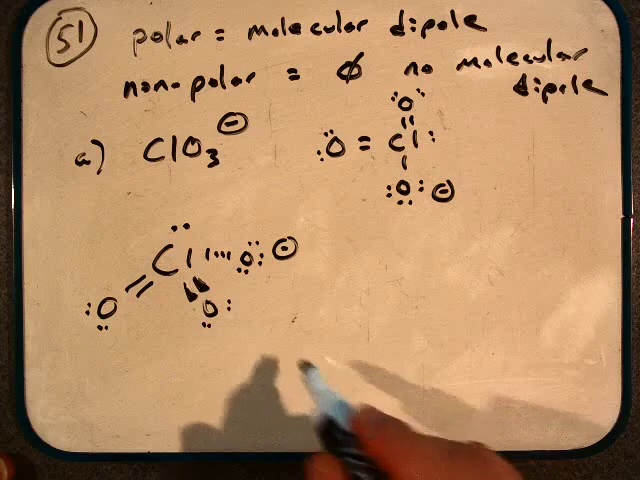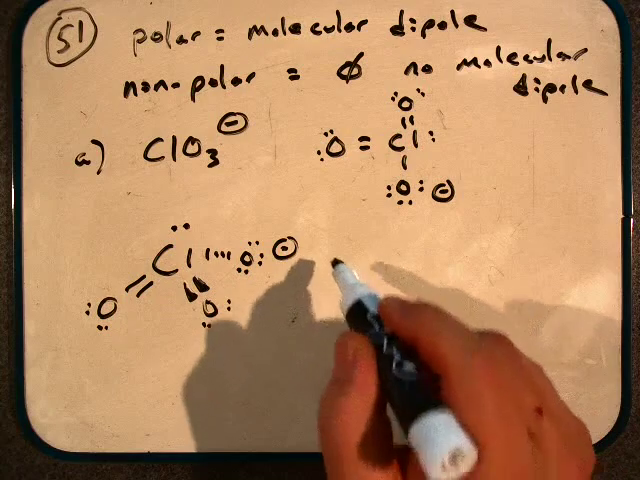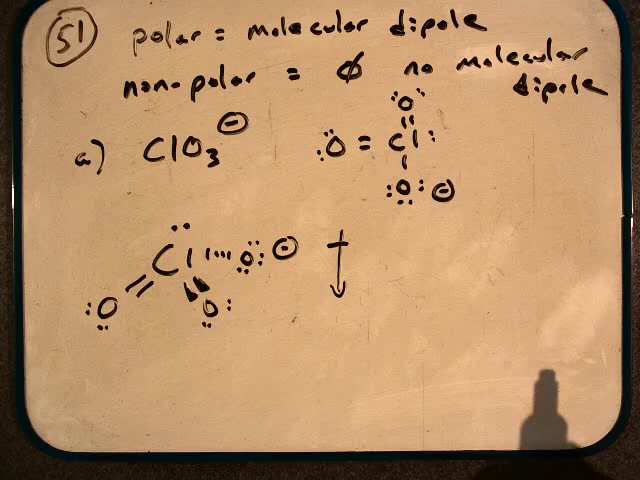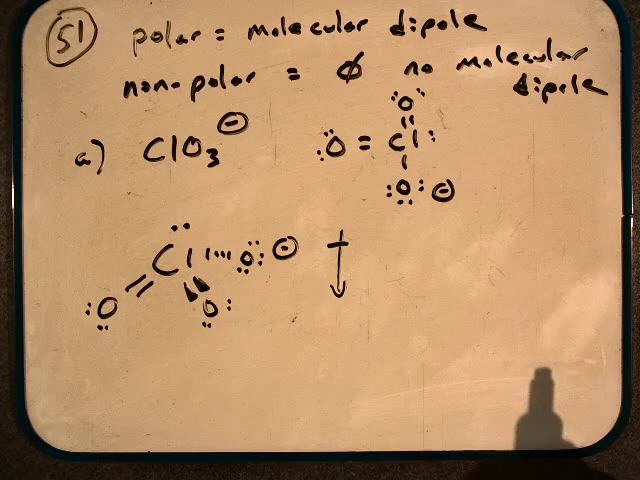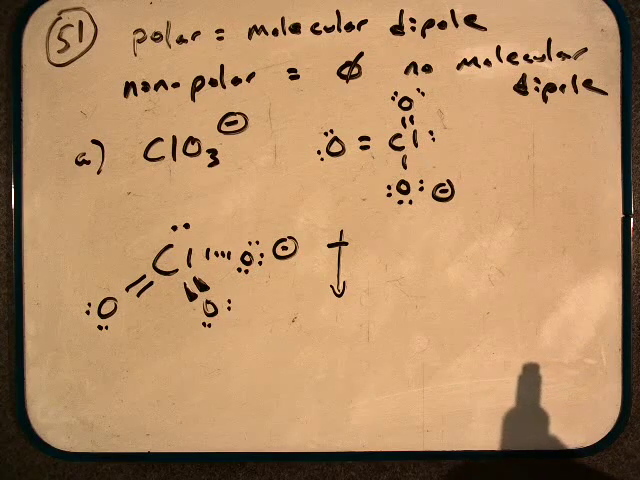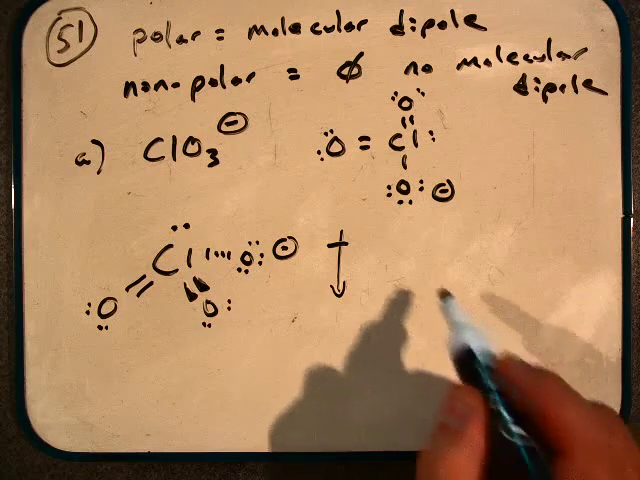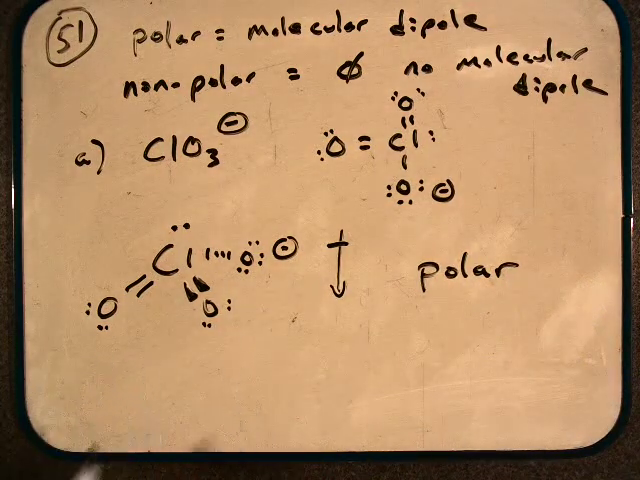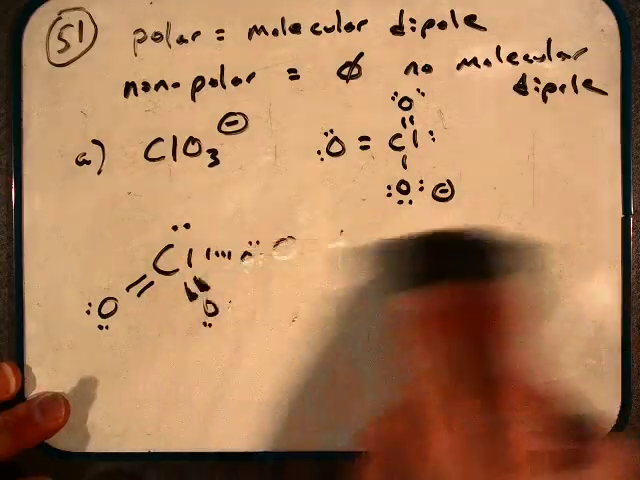And what we find is that this gives rise to a structure that has a molecular dipole. In this case, that molecular dipole is pointing straight down. There's 3 bond dipoles between each one of the chlorine and oxygens and the bonding system that exists between them, but overall they are all pointing in that downward direction. So this would be an example of a polar molecule because of its geometry and molecular dipole. So that's part A.